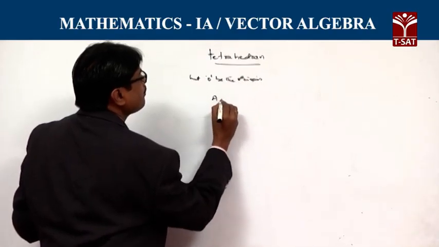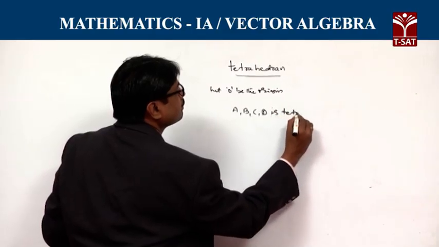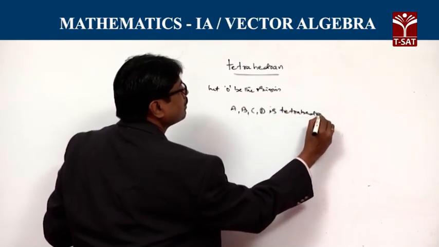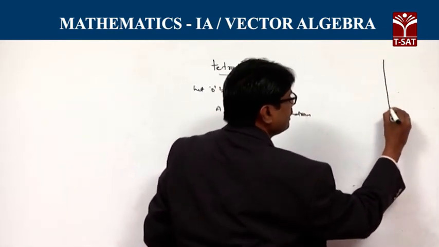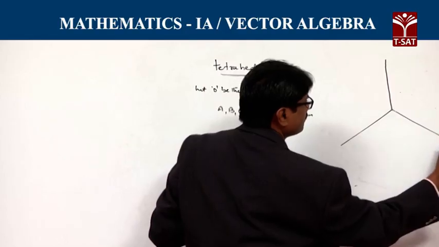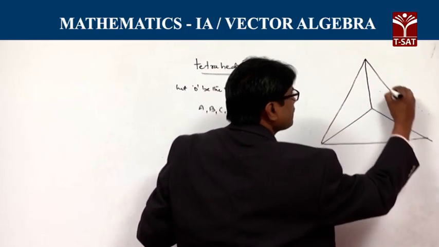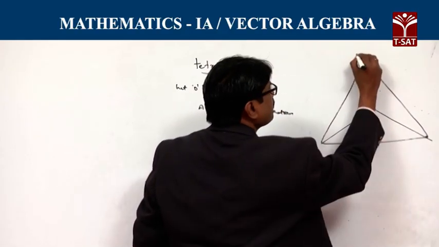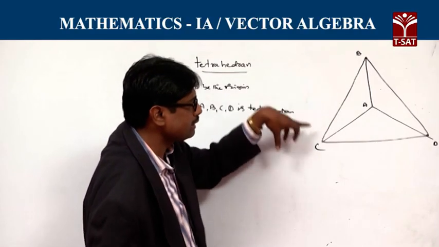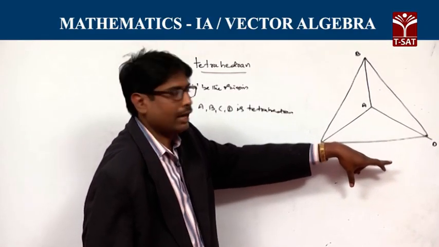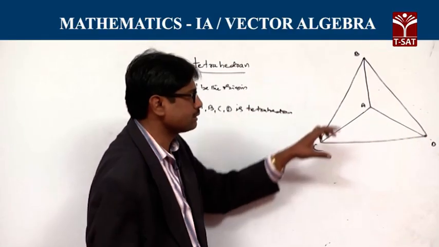A, B, C, D is a tetrahedron consisting of 4 planes. It is constructed by A, B, C and D, and clearly it is noticed that there will be 4 triangles.